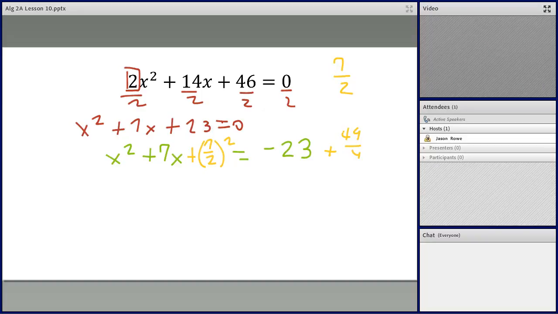So this is going to become, I'm going to go ahead and write that perfect square there. This will be negative 92 over 4, plus, not 49, just a row. It's going to be 92 over 4. And we're going to add to that 49 over 4.